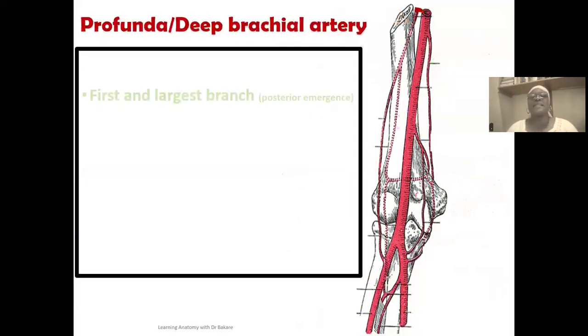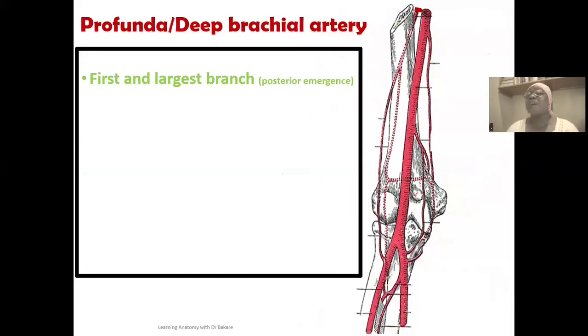Now let's look at this artery. We say that the profunda or the deep brachial artery is the first and the largest branch of the brachial artery. It is a posterior emergence, which means that it is seen to emerge around the posterior region of the brachial artery. If we use this image on this other side, this is where we have the profunda or the deep brachial artery. You see that this artery is seen to emerge around the posterior region.